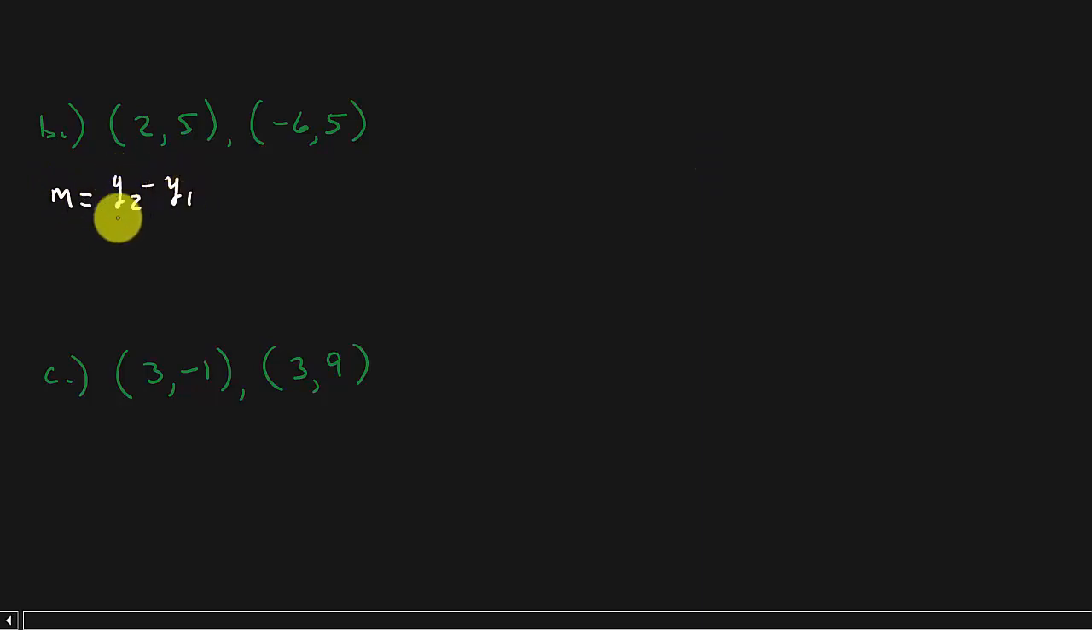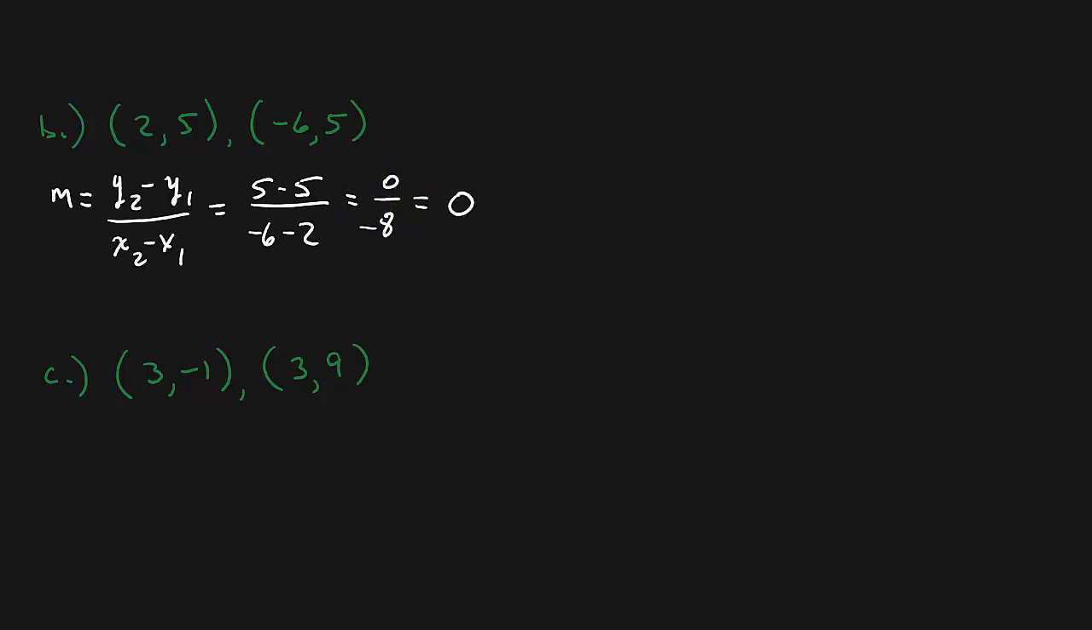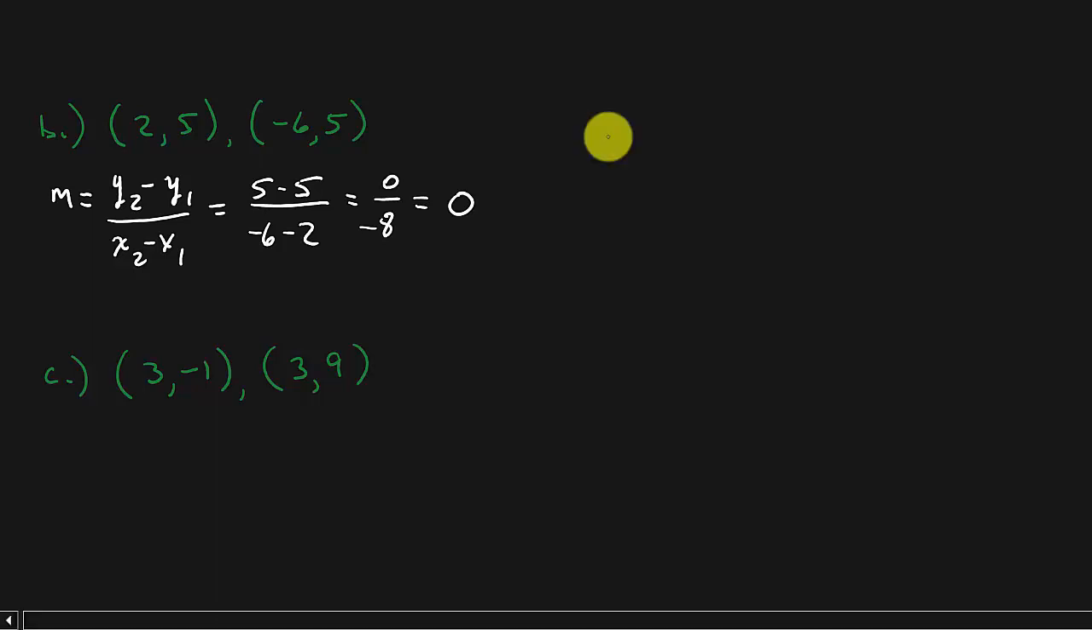y2 minus y1 over x2 minus x1. So that's going to be 5 minus 5 over negative 6 minus 2. And that's going to give us 0 over negative 8, which is 0. All right, so we got the slope. So we can plug this all in to our y minus y1 equals m times x minus x1.